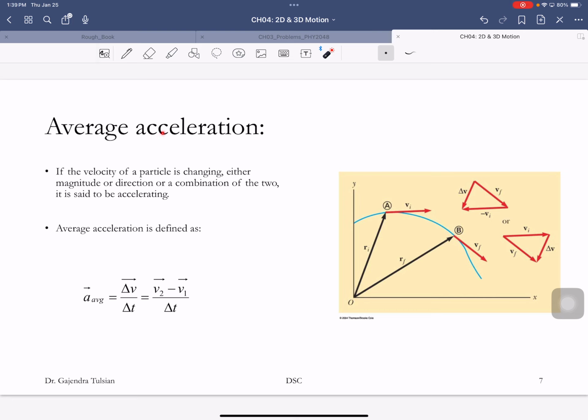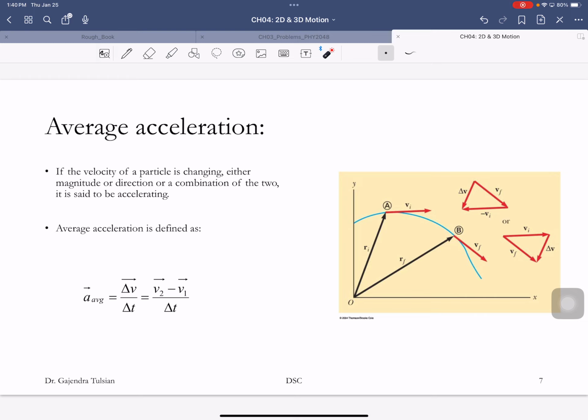Acceleration. When do you accelerate? Whenever velocity changes. So acceleration is the change in velocity divided by the time over which that change happens. So if your velocity was not changing, this would be 0. Your acceleration would be 0. Again, the change in velocity is velocity at time 2 minus velocity at time 1, divided by that.